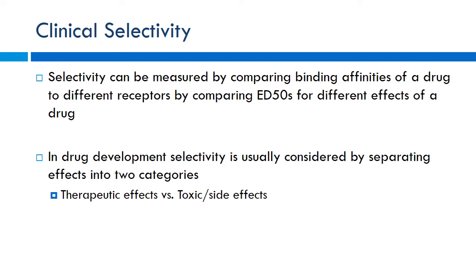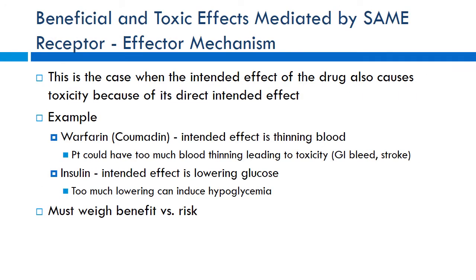And so generally when we're looking at drug development studies and looking at selectivity, you want to separate these effects out into both the therapeutic effects that you're going to be seeing and then also the toxic or side effects that can develop as well. So looking at the beneficial and toxic effects of a drug that can come about from the same receptor mechanism. Sometimes you'll find that side effects of a drug come about from its actual mechanism. Sometimes you're going to find that the side effects are unrelated.